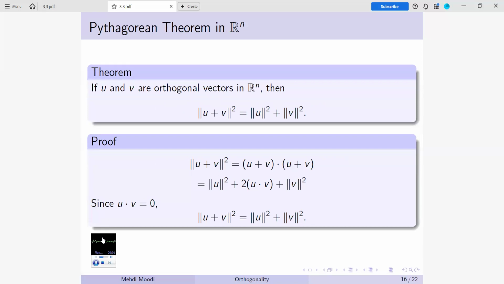The usual Pythagorean theorem is just a special case of this. So yes, even in n-space, right triangles behave Pythagorean.